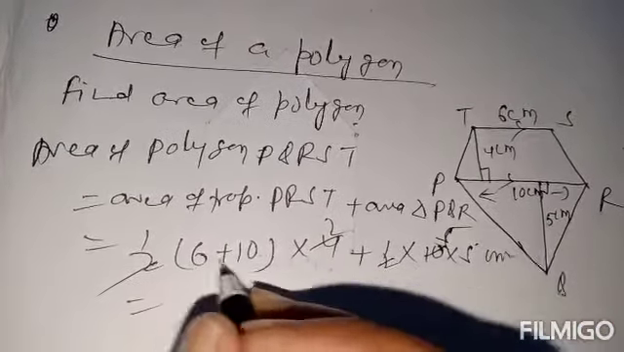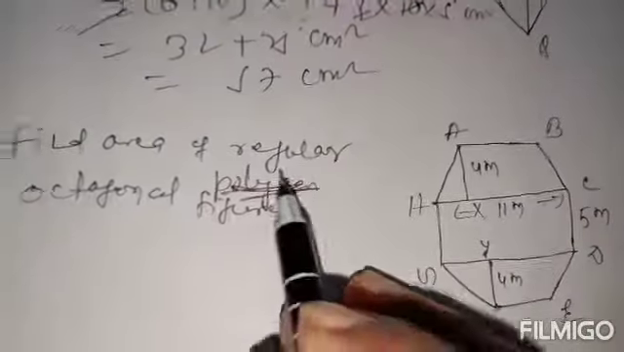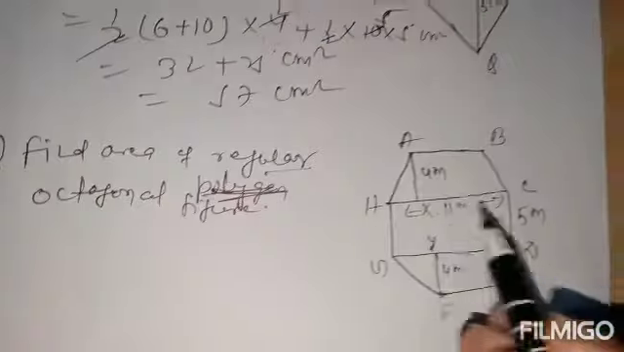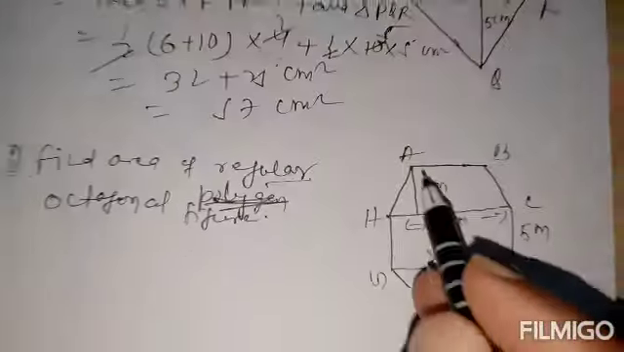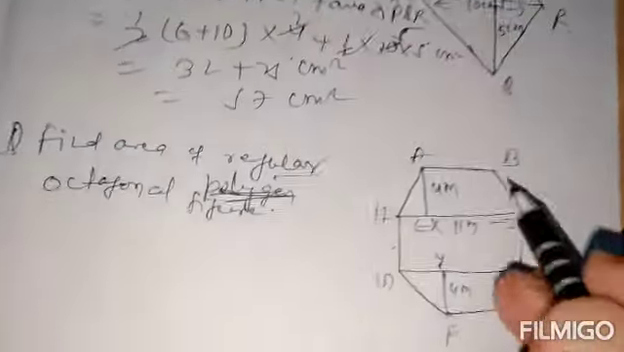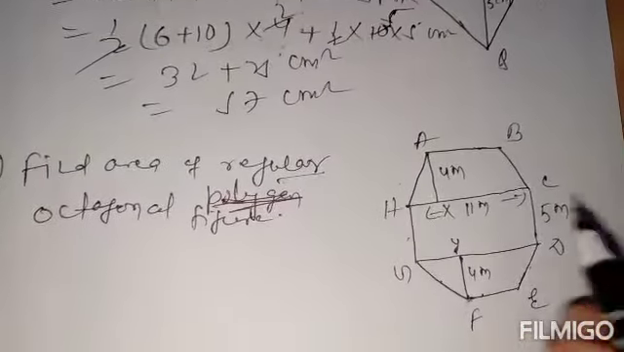So 16 2s are 32 plus 5 5s are 25 centimeter square, means 57 centimeter square. Again, find the area of another polygon, which is an octagonal figure, a regular octagonal figure. Regular means here all 8 sides, 1 2 3 4 5 6 7 8, are equal. If a polygon is regular, then all its sides are equal.